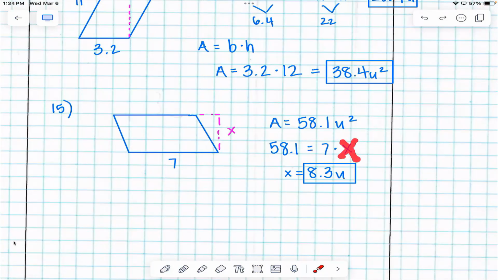If you don't know how to solve for the x, which some of you do, we could just guess and check our way to the answer. Just start plugging in numbers. 7 times something to see if it gets to 58.1. Yes, no? Yes. And finally you came up with the right answer? We good?